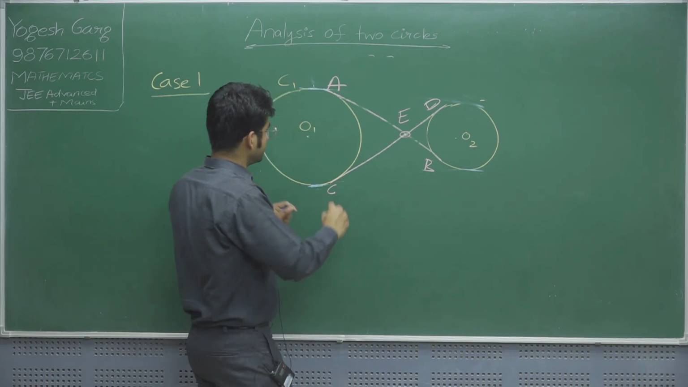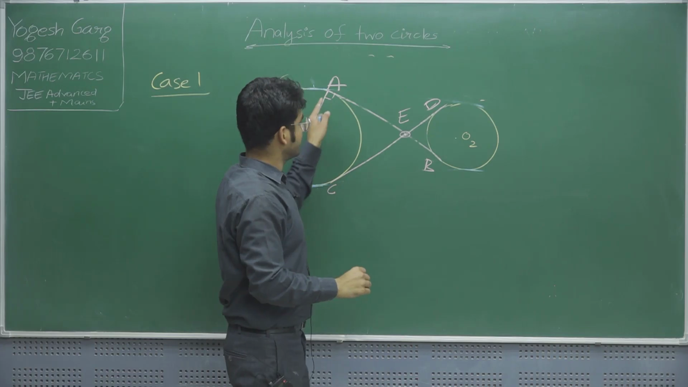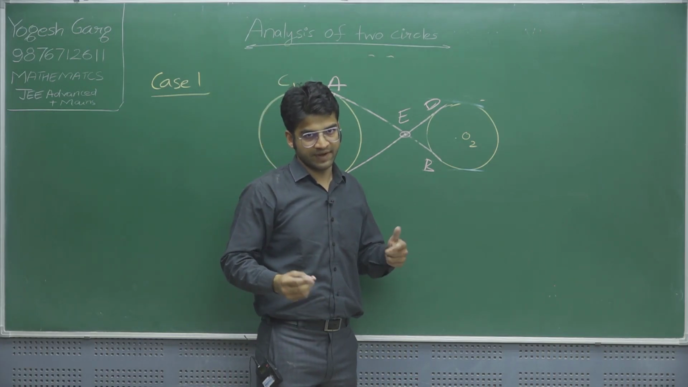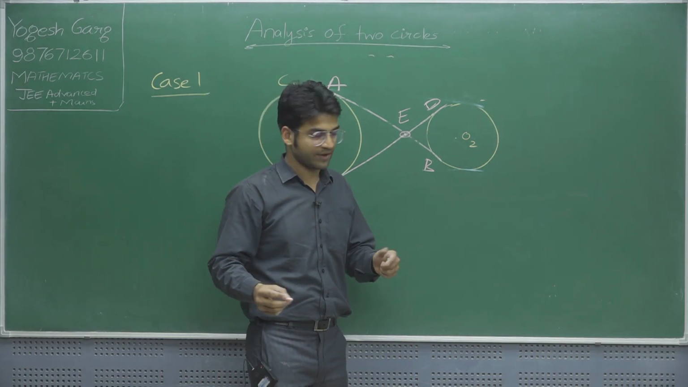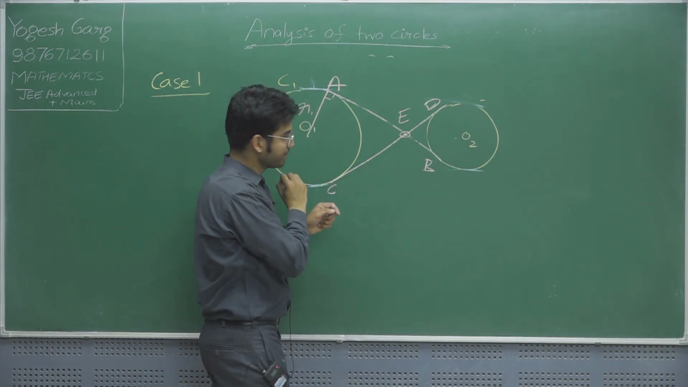What we can observe, this O1A. Let us join this O1A. I hope it is clear to everyone that O1A will be perpendicular to AB. Radius is perpendicular to tangent at the point of contact. And this is equal to R1. So this is R1.